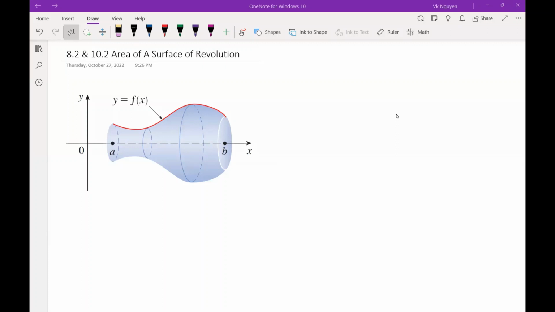Today we explore lesson 8.2 and 10.2, area of a surface of revolution. Rotate the curve y equals f of x around the x-axis as seen in this picture. Then we get a surface of revolution. We can find the area by cutting out a sample surface. I'm going to do the cut in here.